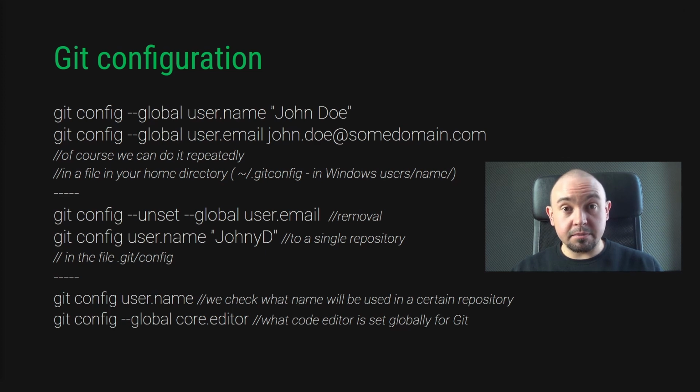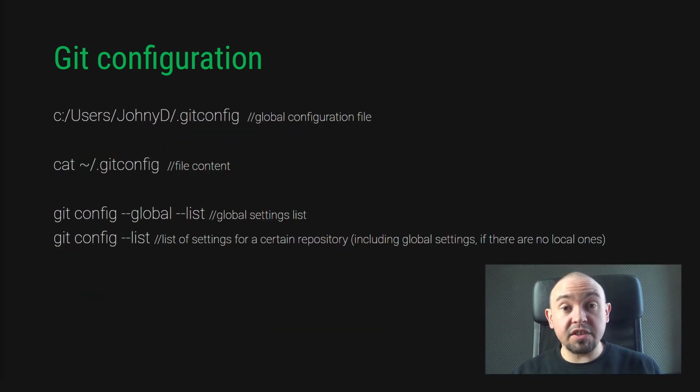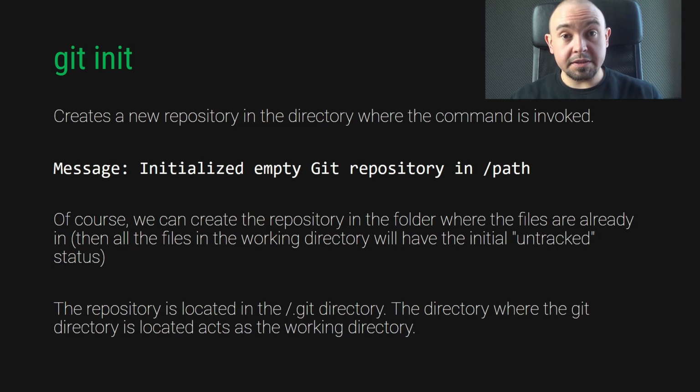on our system. We can check the content of the file with the global settings. With the tilde key, you can refer to your home directory no matter where you are at the moment and view the content of that file. With the list parameter, you will see a list of your global or local settings if you skip the global parameter. Git init, the most basic command we need to know.